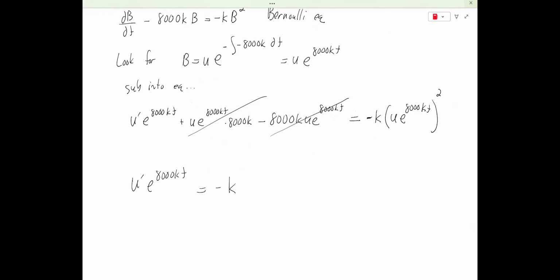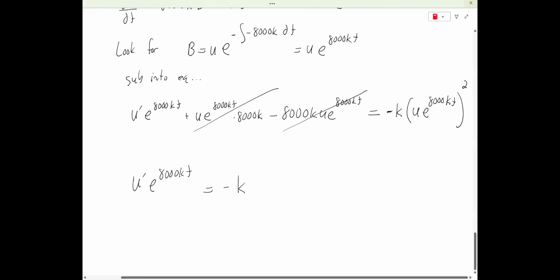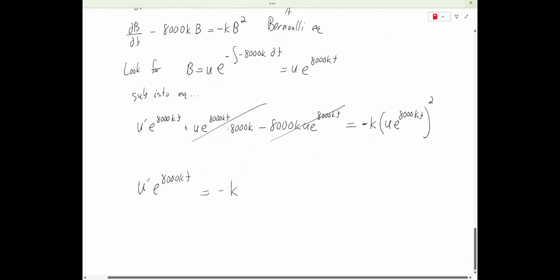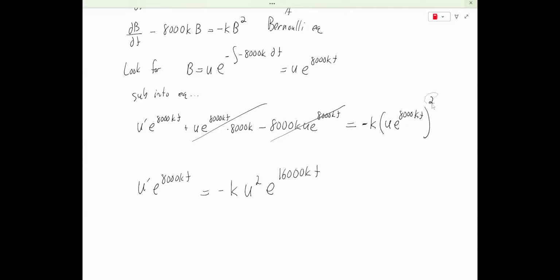Okay, and then now over here, that's k. Now what's this? That's got to be careful. This is u squared, and then that would become, I think, 16,000 e to the 16,000 kt, like that. By exponent rules, the two would go here, and then it would go here. Anything there so far?